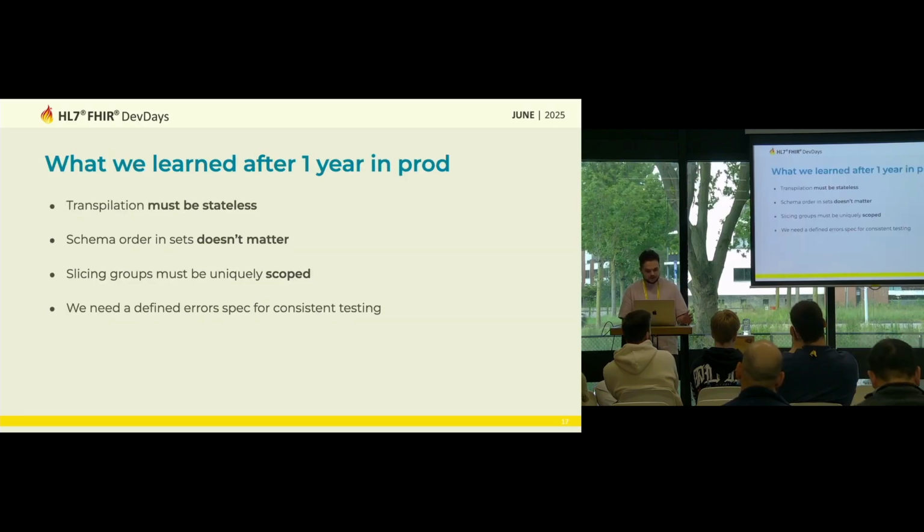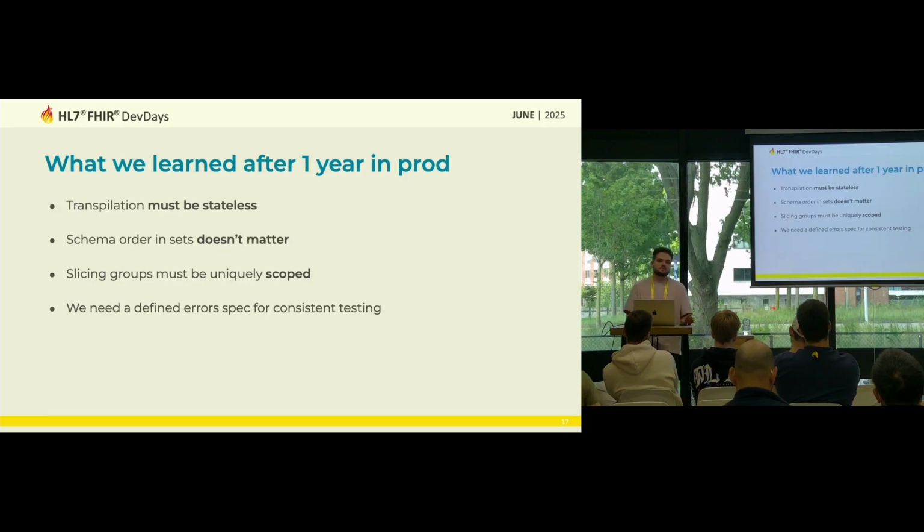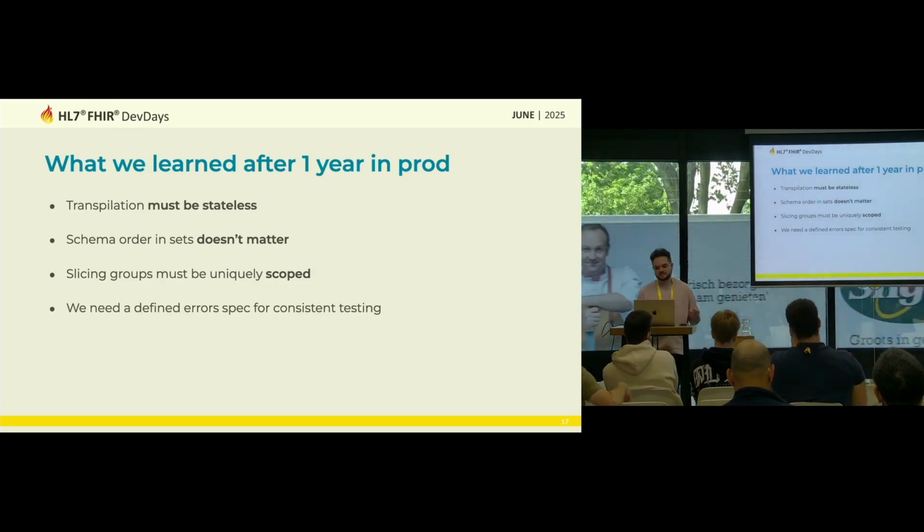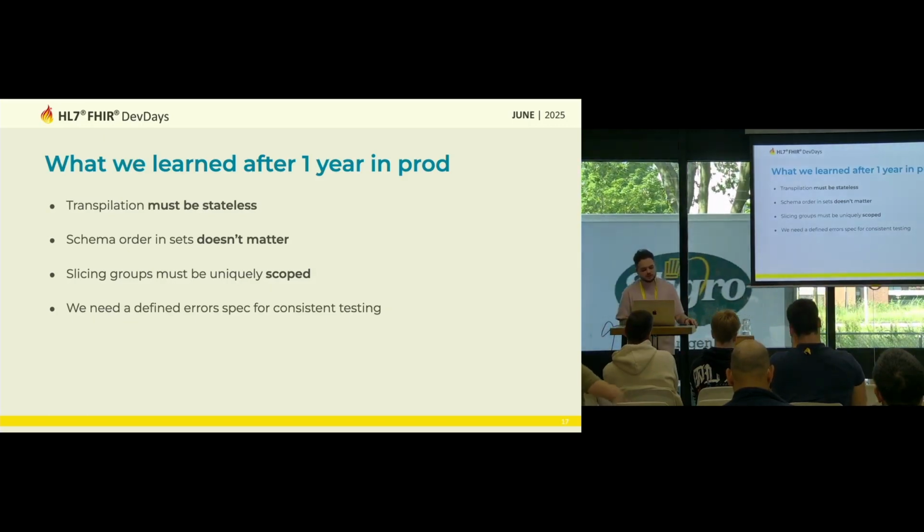So there are really hardcore insights after one year in production. Box uses the FHIR Schema engine for one year, and we're kind of okay with that. There are a few interesting insights. The transpilation process must be stateless, because right now it's stateful and requires you to bring in all the packages. This is sort of reintroducing snapshotting at the transpilation level, so we can get rid of that.